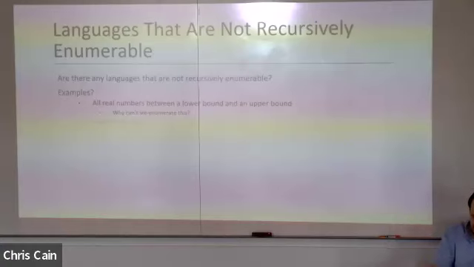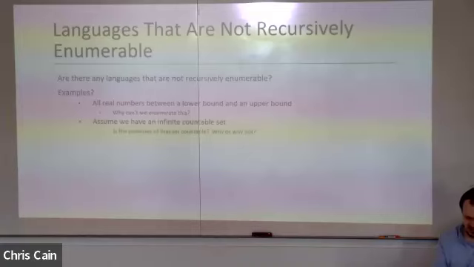So we can assume that we have some infinite countable set. The question that I might start asking is, is the power set of that set countable? That's another example of something that's not recursively enumerable.